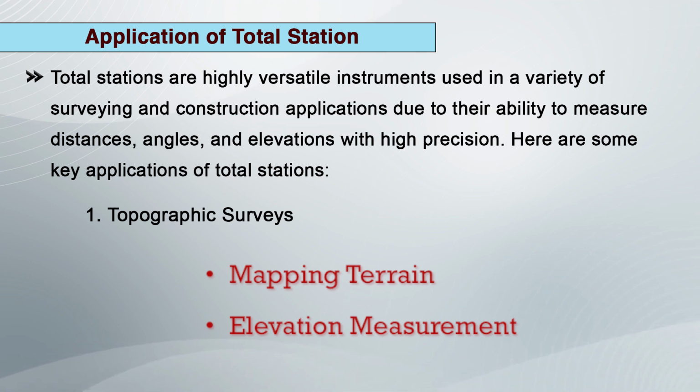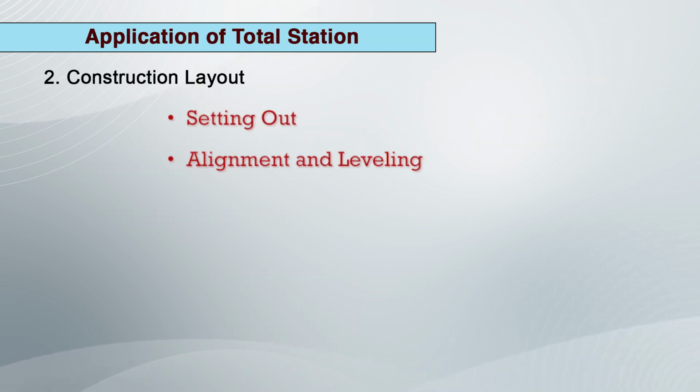The second topographic survey application is elevation measurement. They help determine the elevation of various points on the land, aiding in the creation of detailed terrain models. The second application of total station is construction layout. In the construction layout, the first application is setting out.